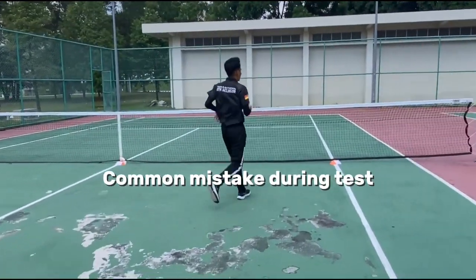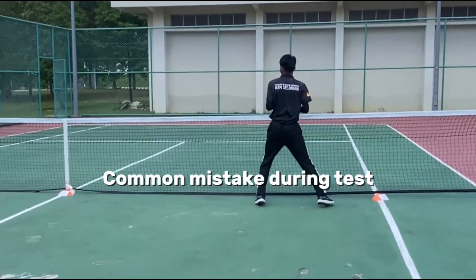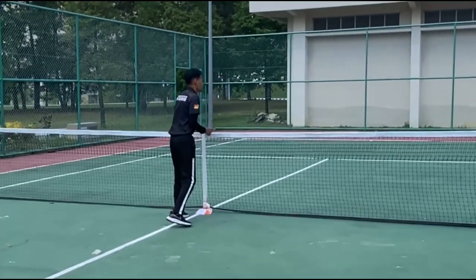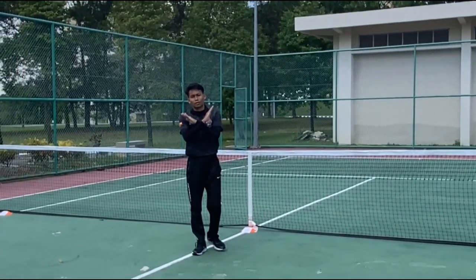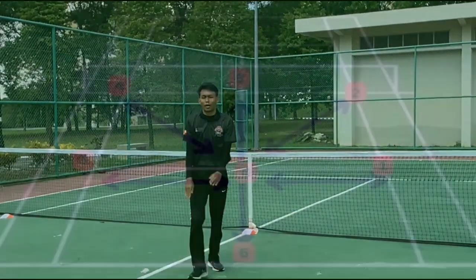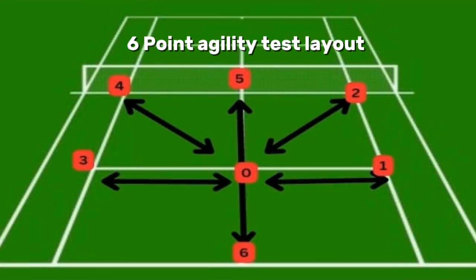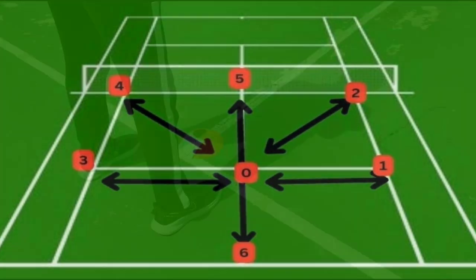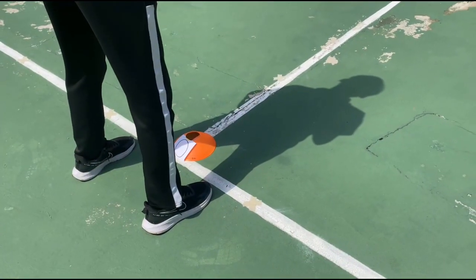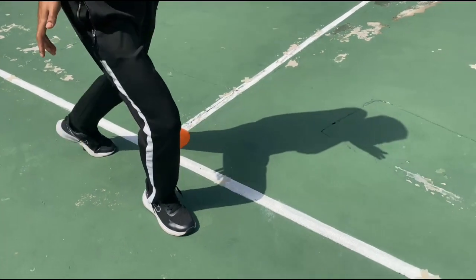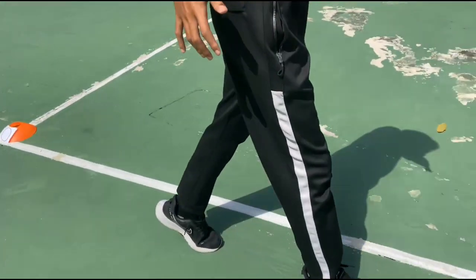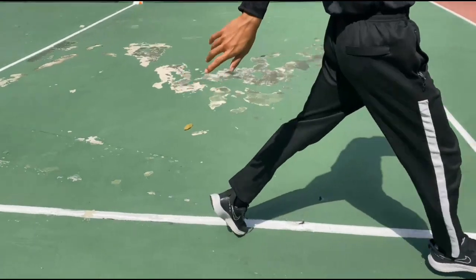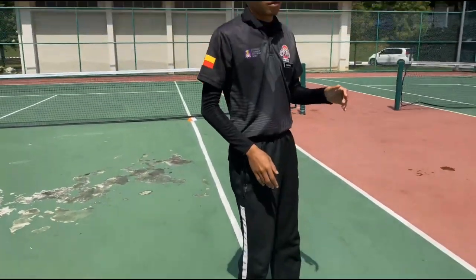The common mistakes while doing the test. First, incorrect cone order. The student runs to the cones in the wrong sequence, and the teacher can improve it by putting numbers at the cones. So the student must follow the numbers in the correct order. Second, the student does the wrong footwork to the marker. For example, the student does not do a side step but runs to marker 1.